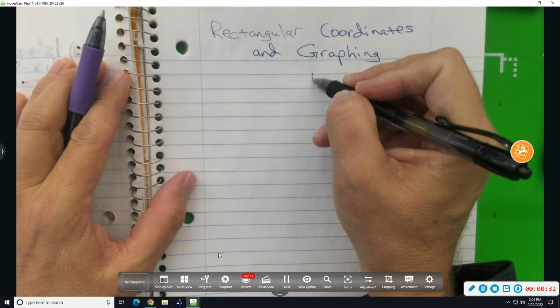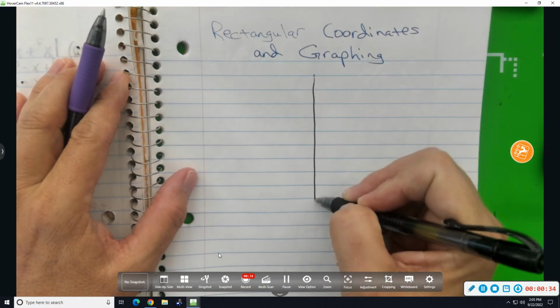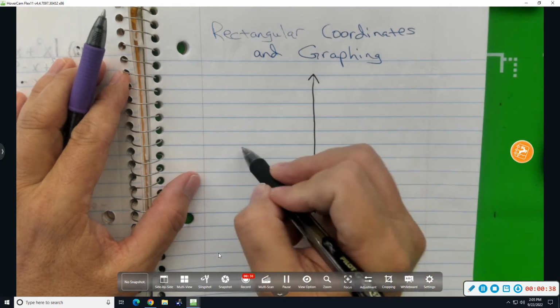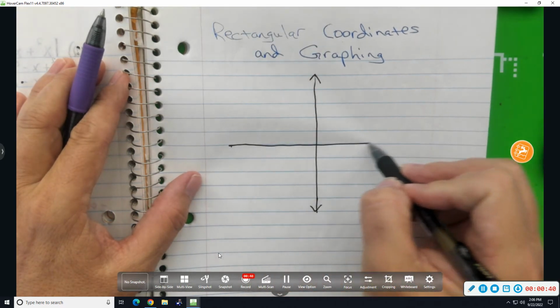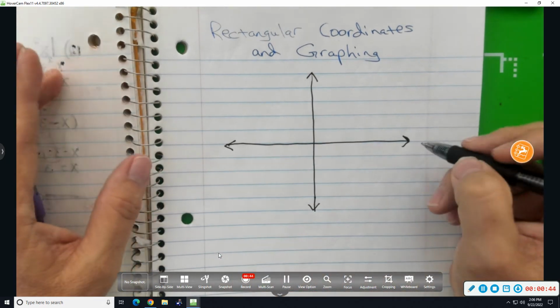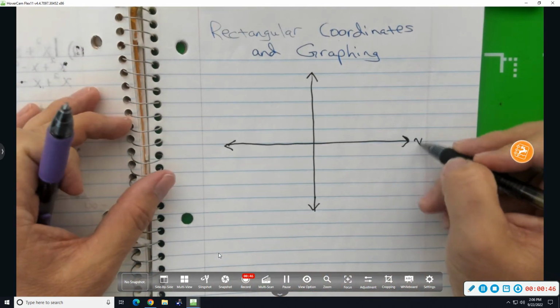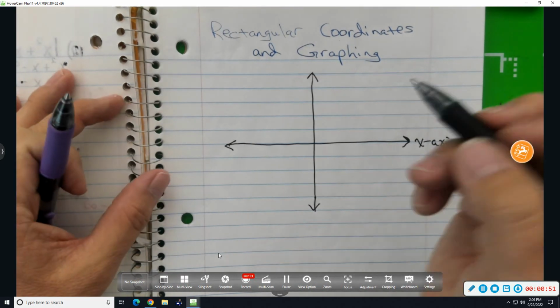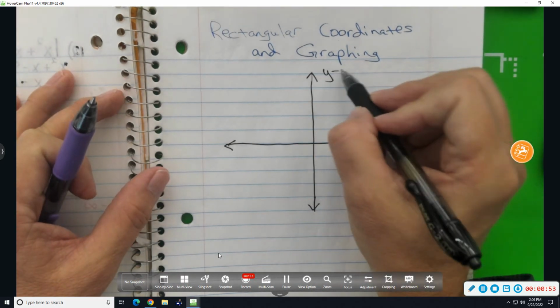We have a vertical number line and a horizontal number line. The horizontal number line is called the x-axis, and the vertical number line is referred to as the y-axis.